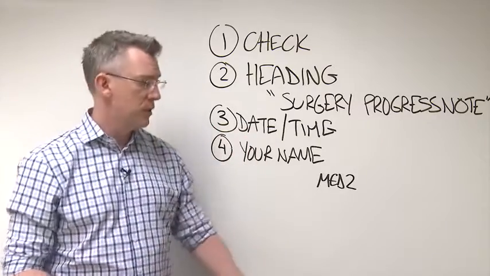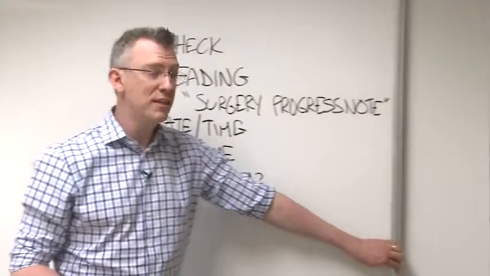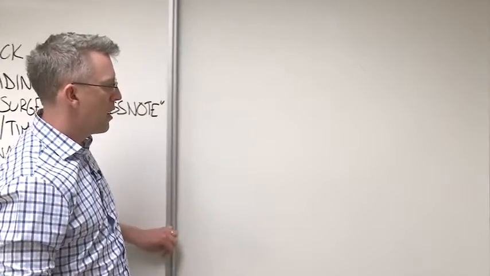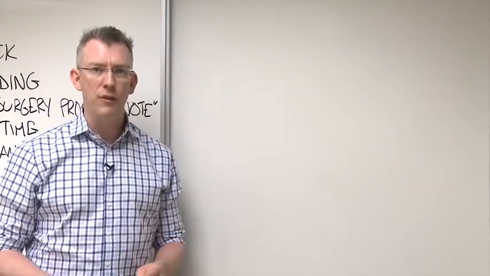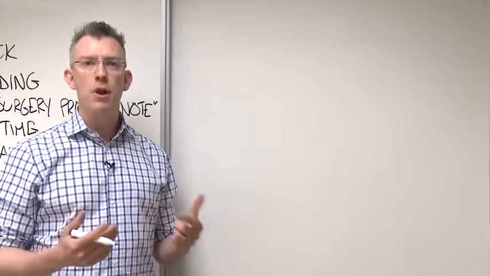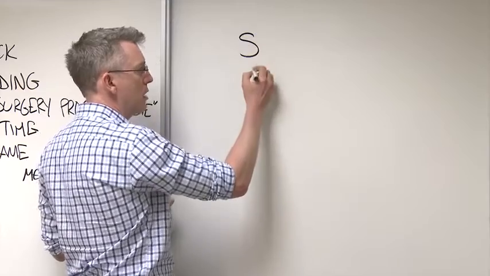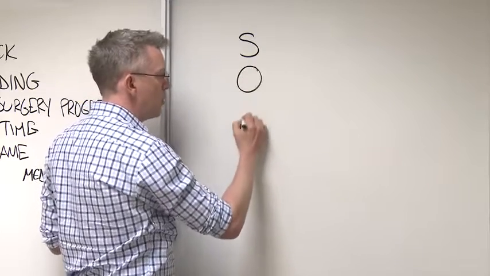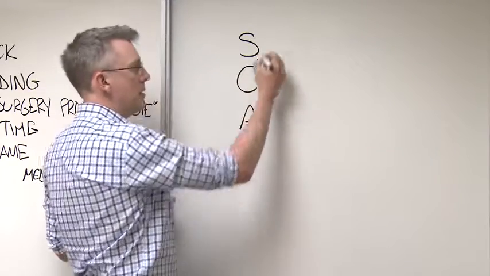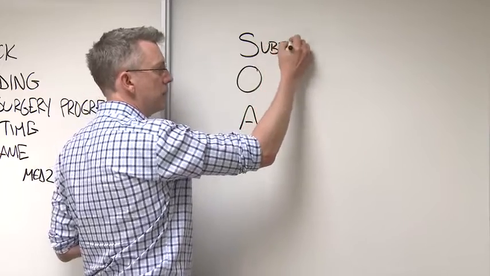Now then, the content of the note is something different. What goes on the inside? There are four key categories for any note, and you'll see them come up over and over again. They fall along a mnemonic called SOAP. S-O-A-P.